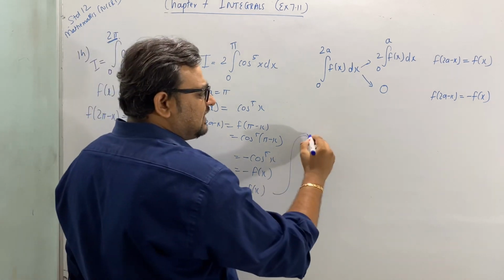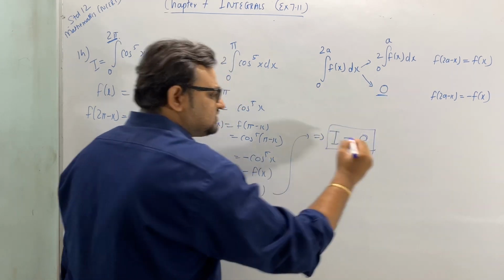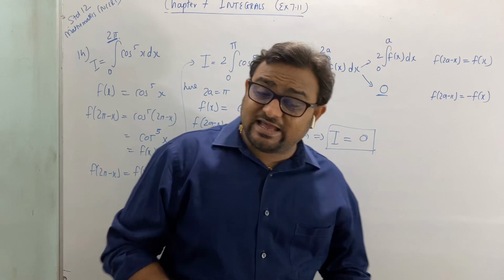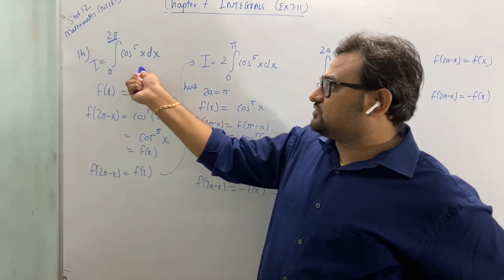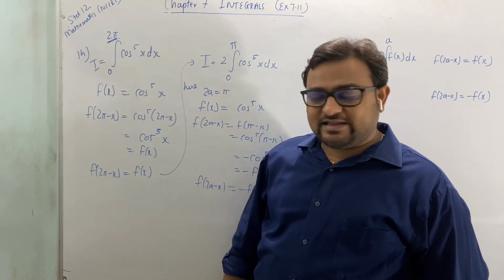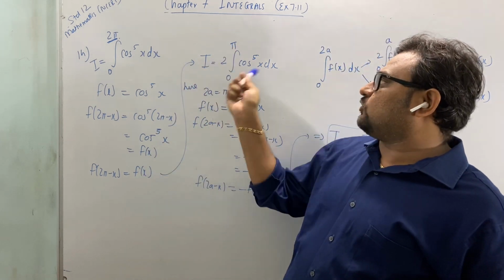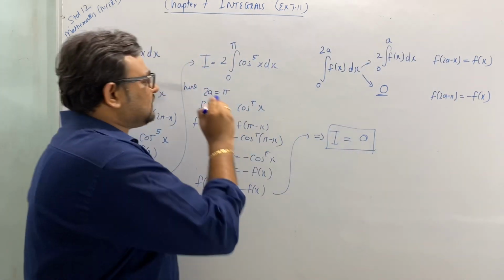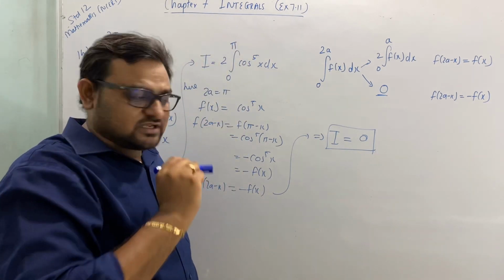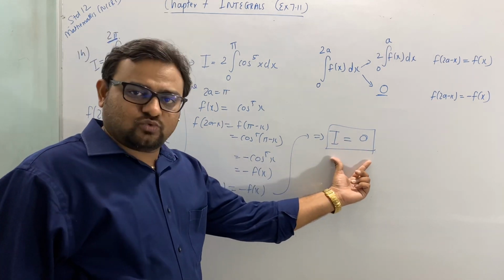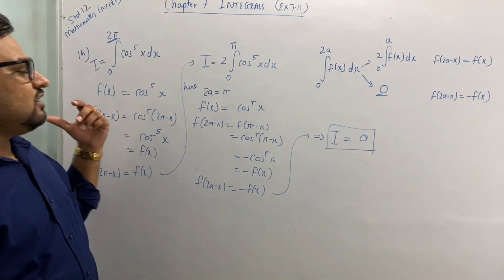So what does this imply? I is equal to 0. So in this same question we had used this property twice. First using 2a as 2 pi, at that time both were the same, 2 pi minus x and f of x. So we had used it twice for 0 to pi cos raised to phi x. But next time we took 2a is equal to pi, and then f of 2a minus x is equal to minus f of x. So then it came to be 0. So our answer is 0. Go through question number 14.